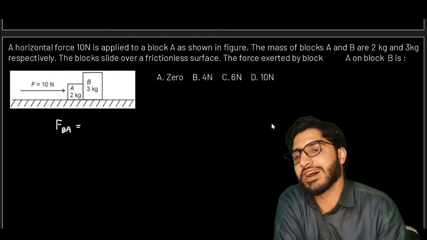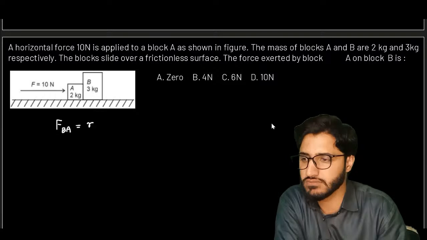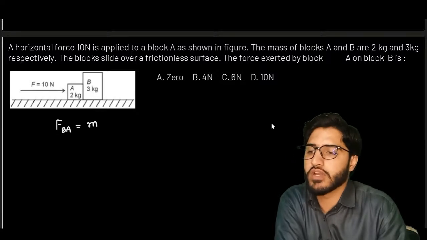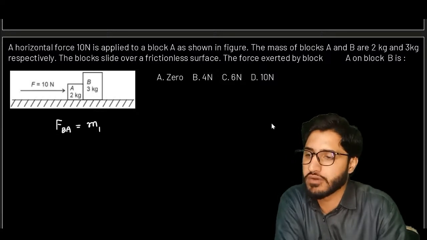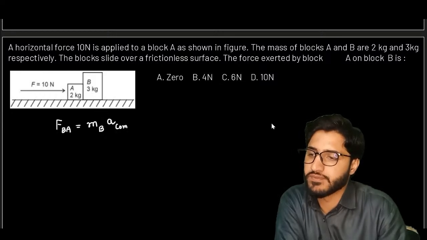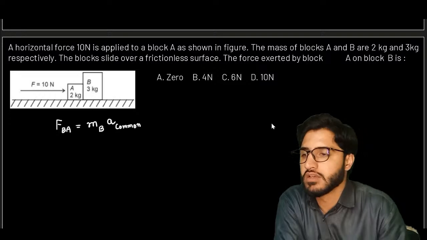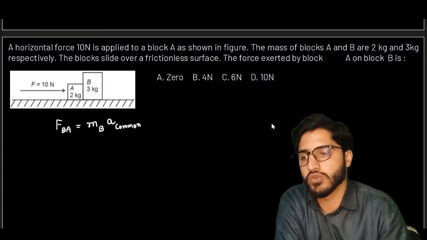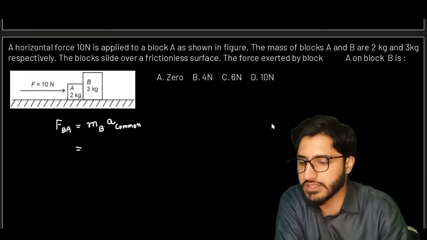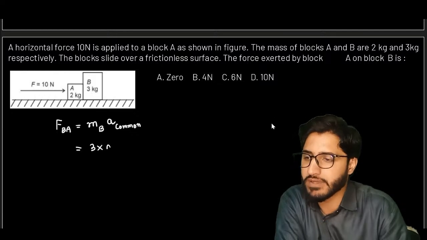So is it equal to mass into acceleration? Yes. So I can write mass of the body on which the force is being applied. So it would be mass of B. Then we have acceleration, but it is the common acceleration. Clear? So what we need to find out? This force, right? So mass is given to be how much? I guess 3 multiplied by acceleration.